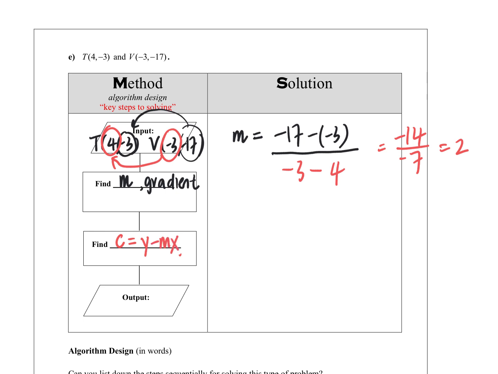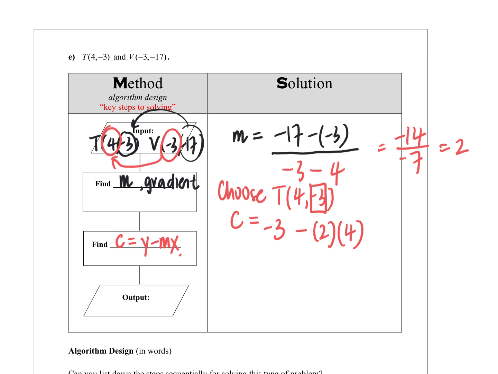Okay? So in order to find the y-intercept, you need to choose one point. Out of the 2 points that you have, choose one that you like better. So let's say we choose T. The y value you put in is minus 3, subtract gradient times x. So this is your x, this is your y. 2 is the gradient value.